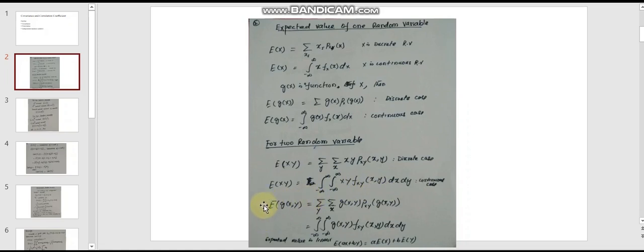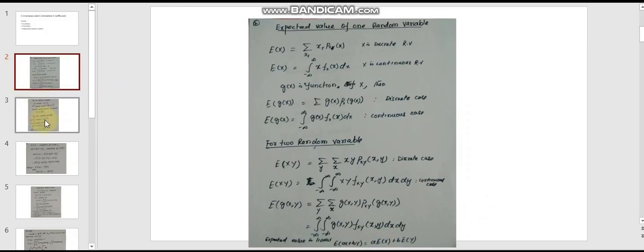for functions of bivariate random variables, these formulas describe the expected values of functions of x and y. The expected value is linear, so by taking the expected value of the linear combination a times x plus b times y, where a and b are constants, its expected value would be a multiplied by the expected value of x plus b multiplied by the expected value of y.